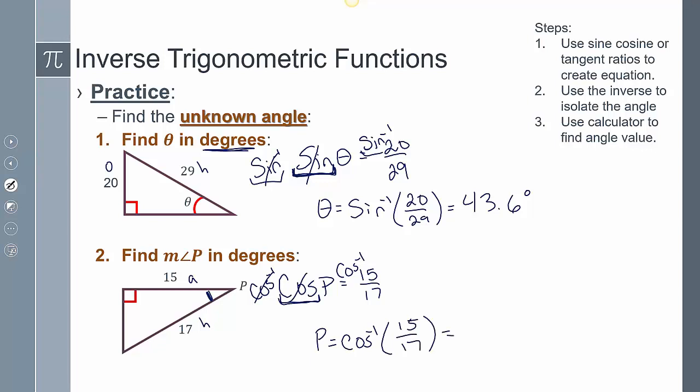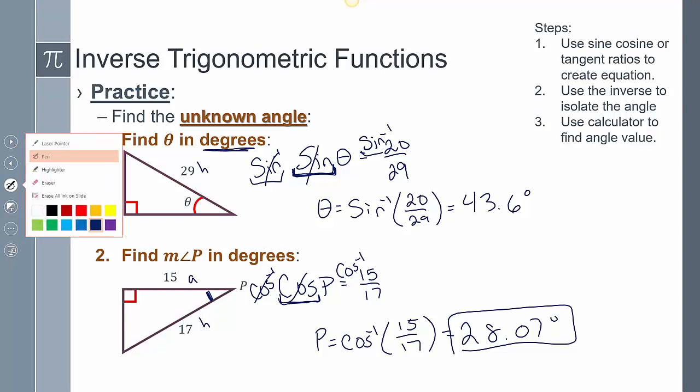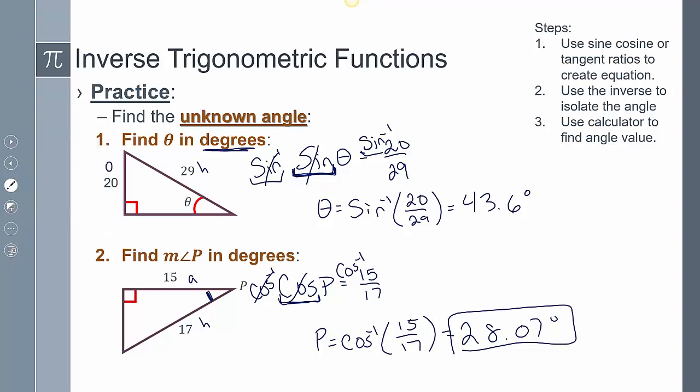I enter that into my calculator, and you're going to get 28.07 degrees. Now this is what I did here. First step, I tried to create an equation or establish a relationship. And so for this one, I said sine of theta equals opposite over hypotenuse. That's what I established: sine of theta equals opposite over hypotenuse.